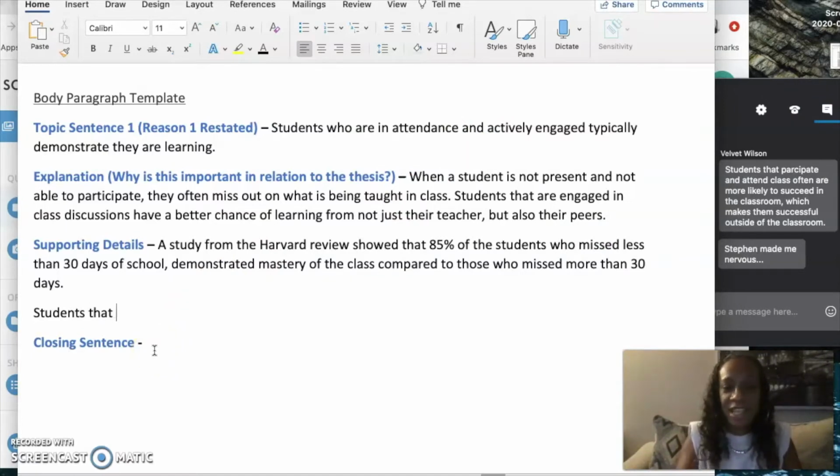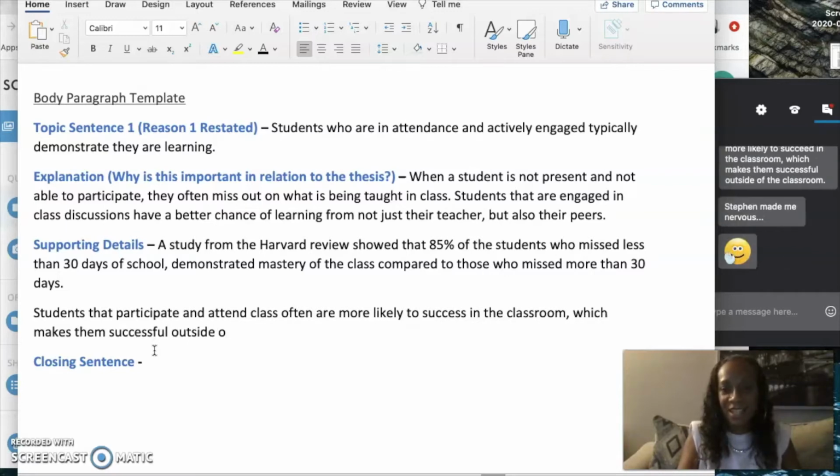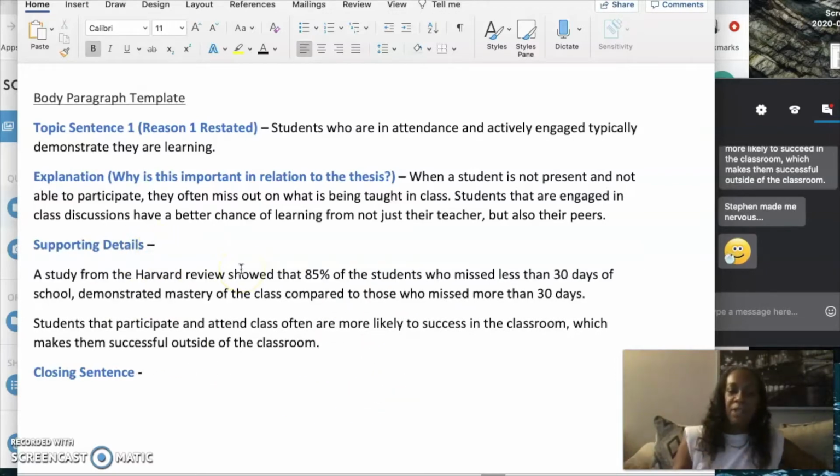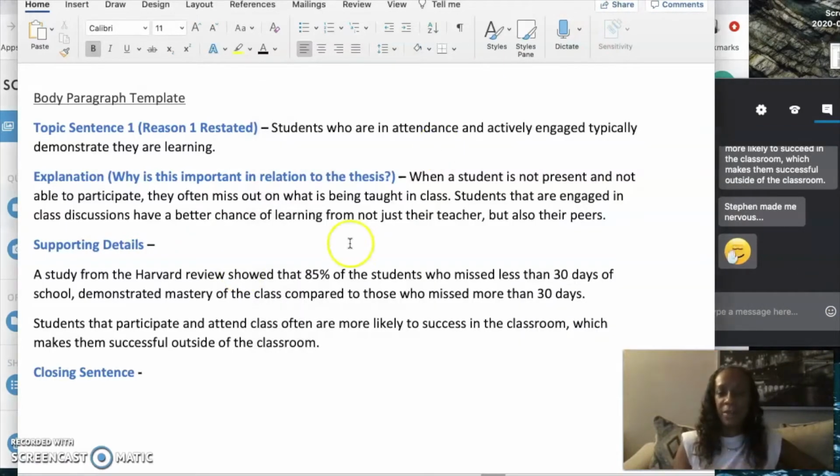All right, students that participate and attend class often are more likely to succeed in the classroom, which makes them successful outside of the classroom. Okay, I want you guys, hold on, I just need to have these separate sentences right here, and I want you guys to read them, and I want you to tell me what you think after you've read them. So just read them real quick. I'll be quiet.